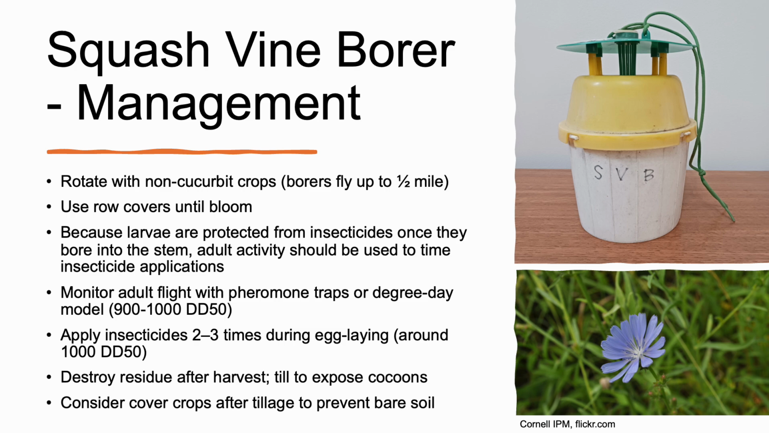Around 900 to 1,000 degree days base 50, which often coincides with chicory flowering, this signals the start of a roughly 3-week egg-laying period. Making 2 to 3 insecticide applications, spaced about 5 to 7 days apart, can help control larvae before they tunnel into vines. After harvest, destroy crop residue and till the soil to expose overwintering cocoons. Consider planting cover crops after tillage to avoid leaving bare soil.